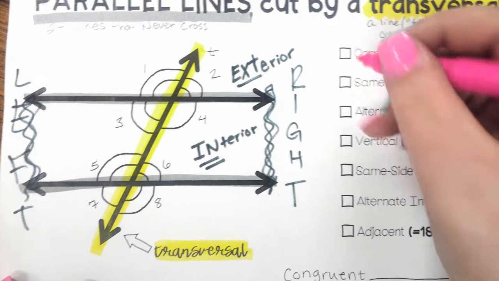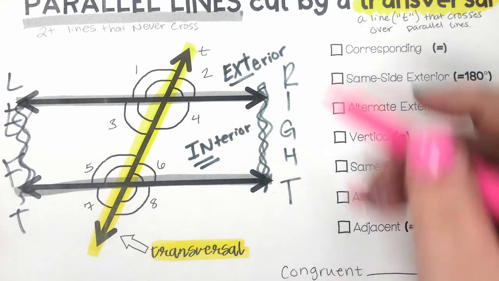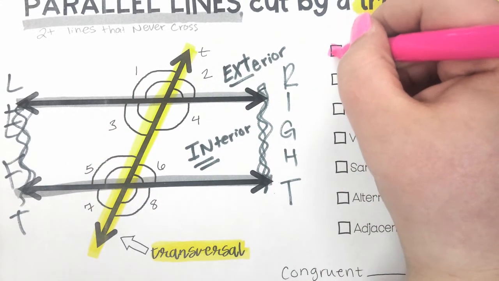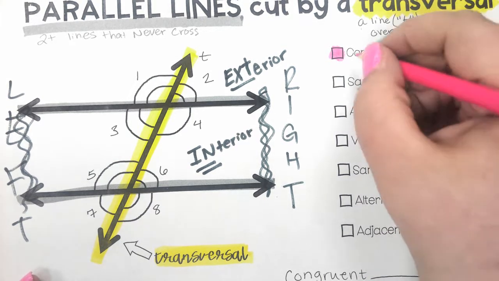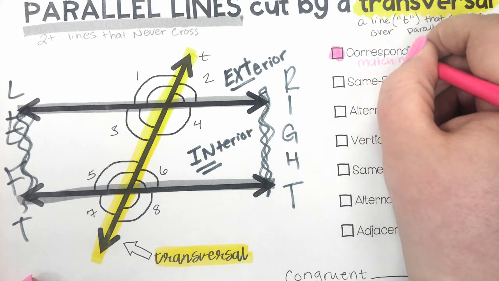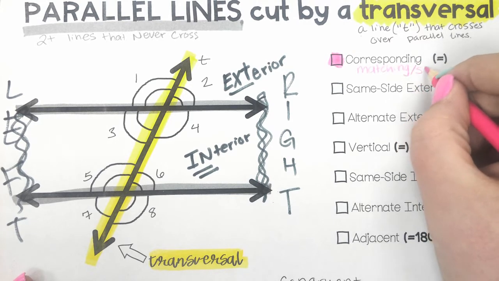I'm going to start out by coloring in these boxes. Color is going to be important because these boxes will tell us which angles we're talking about using the color. So I'm going to talk about corresponding as the pink angles in my diagram. Now corresponding means matching or in the same position or in the same spot.